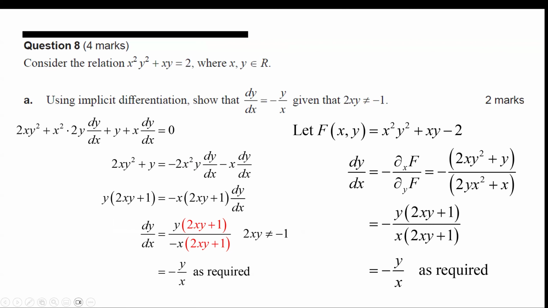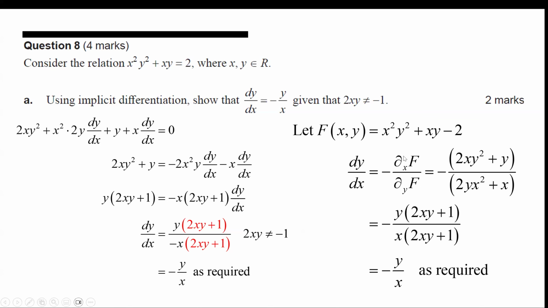Here is another, less common approach. This method is called partial differentiation. I don't intend to teach this, but I just want to mention it. First, we get a contour curve of a multi-variable function: we push the 2 to the other side and make the whole chunk equal to 0. So the left-hand side will be x squared y squared plus xy minus 2.